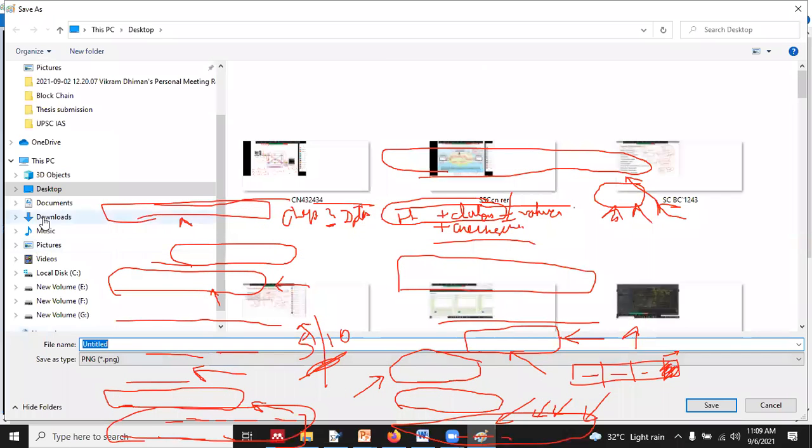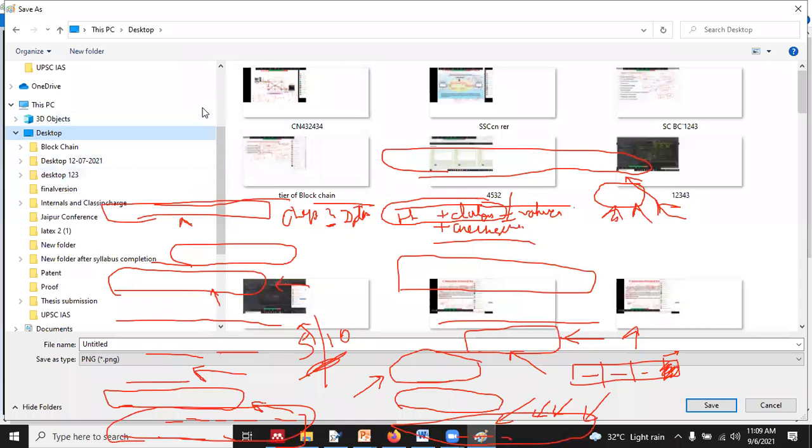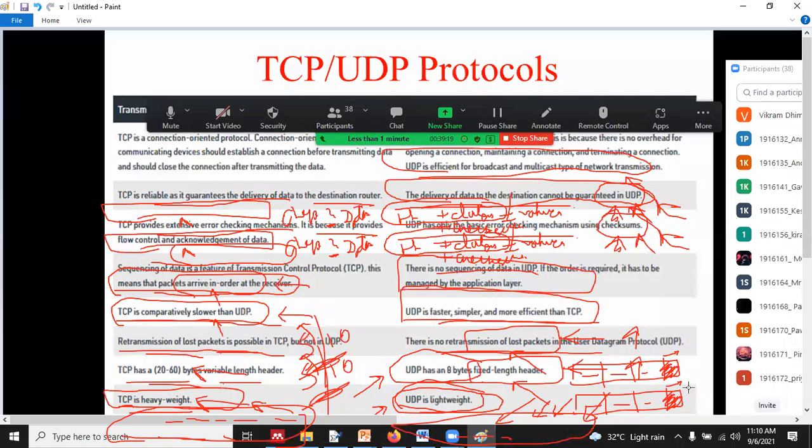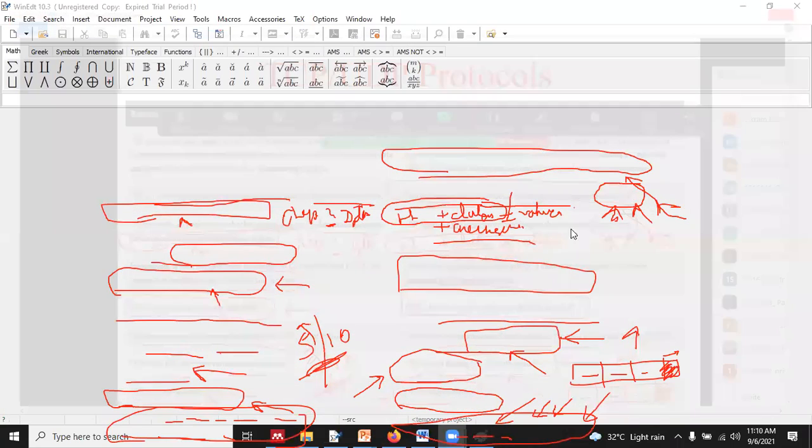Anup Kumar, turn on your mic. Yes, Anup, is it clear? Connectionless service and connection oriented service. Clear, sir. And if the question comes to you, which one is better, then you could answer that also, right? Yes, sir.